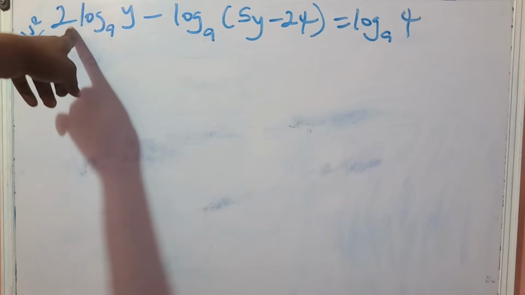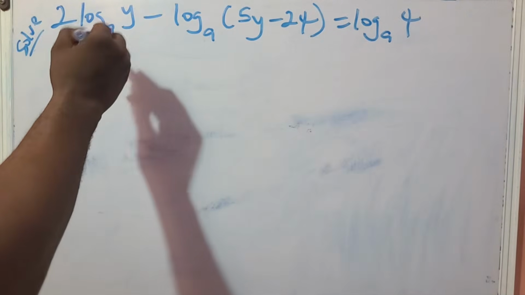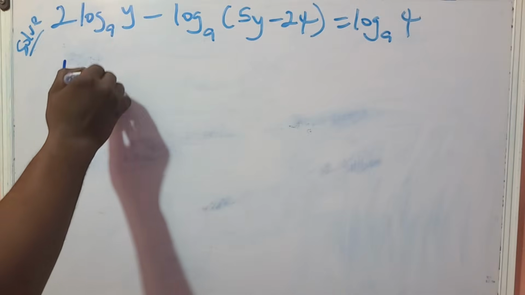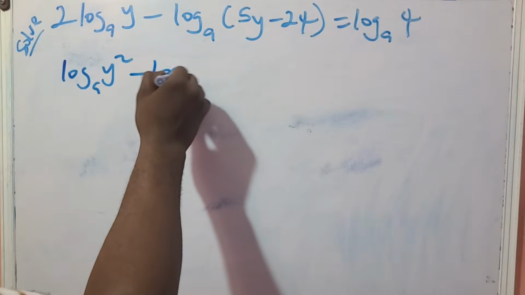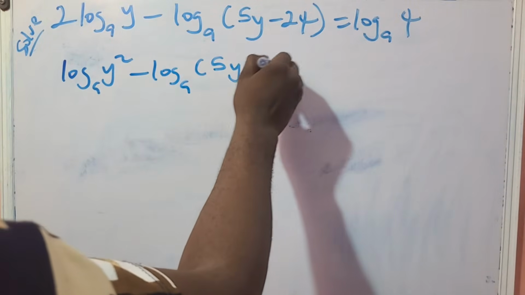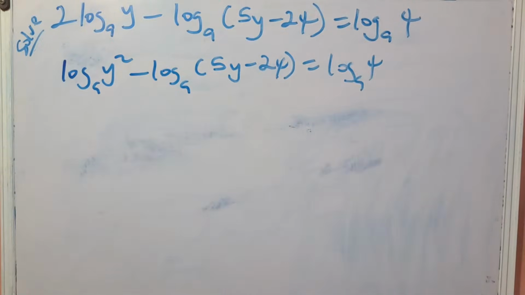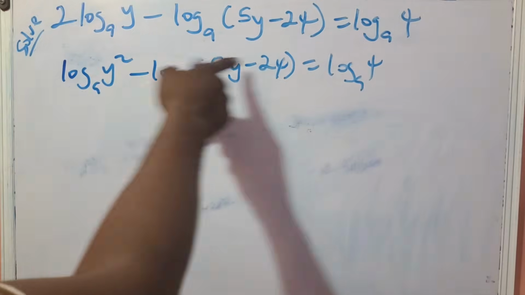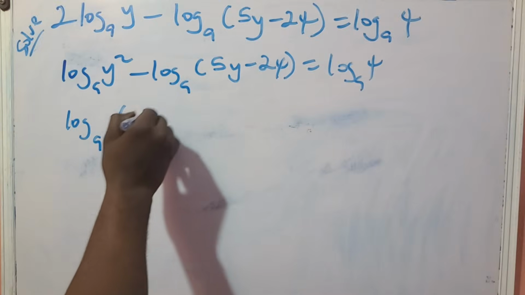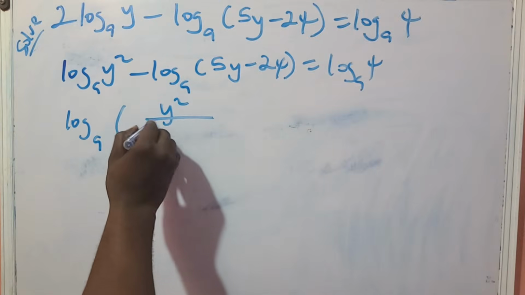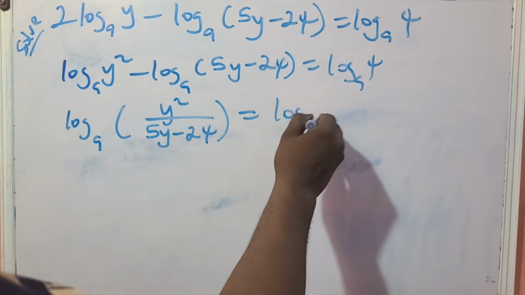You can see this 2 here. We can move this 2 to the top of y. So instead of 2 log y, we can have log a y squared. And log a 5y minus 24 equals log a 4. Now, since there is a minus here, we can make our division. So this will be log a y squared over 5y minus 24 equals log a 4.